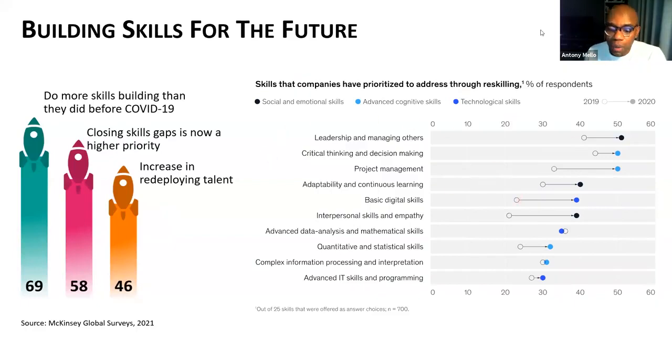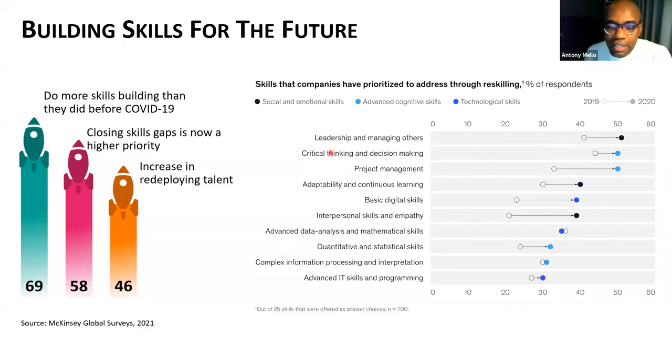So if you see, the white dot indicates the actual percentage of respondents that said a skill was a priority in 2019, versus where it has moved to in 2020, which is the solid block. As you can see, the black ones are the social and emotional skills, what's traditionally been referred to as the soft skills. The light blue ones are the advanced cognitive skills, and the darker blue one is the technological or more technical skills, which in the past, most people would put high on the list as the key skills for being adaptable in the age of Industry 4.0.